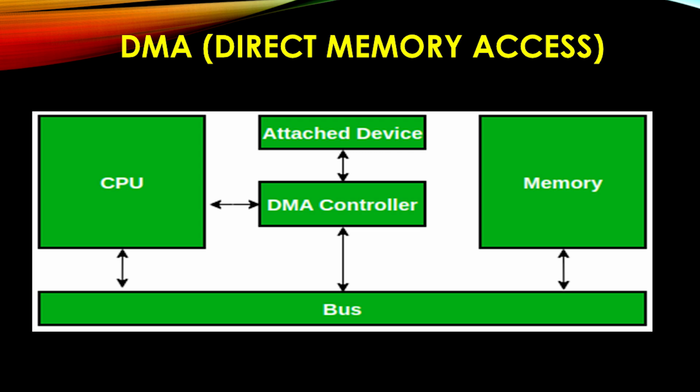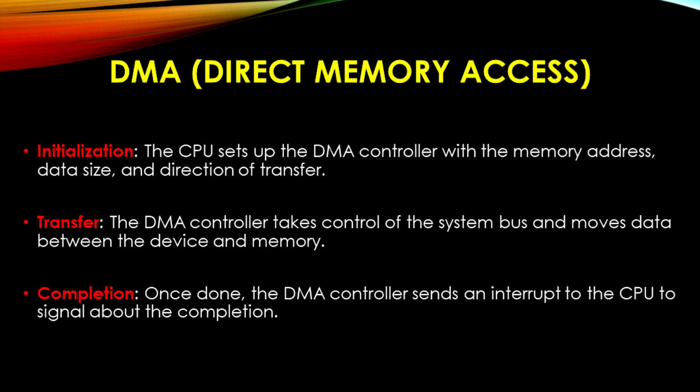The components present in direct memory access are the CPU, DMA controller, the IO devices, the memory and the buses. The steps involved in the transfer are: first is initialization. The CPU sets up the DMA controller with the memory address, data size and the direction of the transfer. The next one is transfer. The DMA controller takes control of the system bus and moves the data between the devices and the memory. The last one is completion. Once the data transfer is completed, the DMA controller sends an interrupt to the CPU signaling the completion of the data transfer.